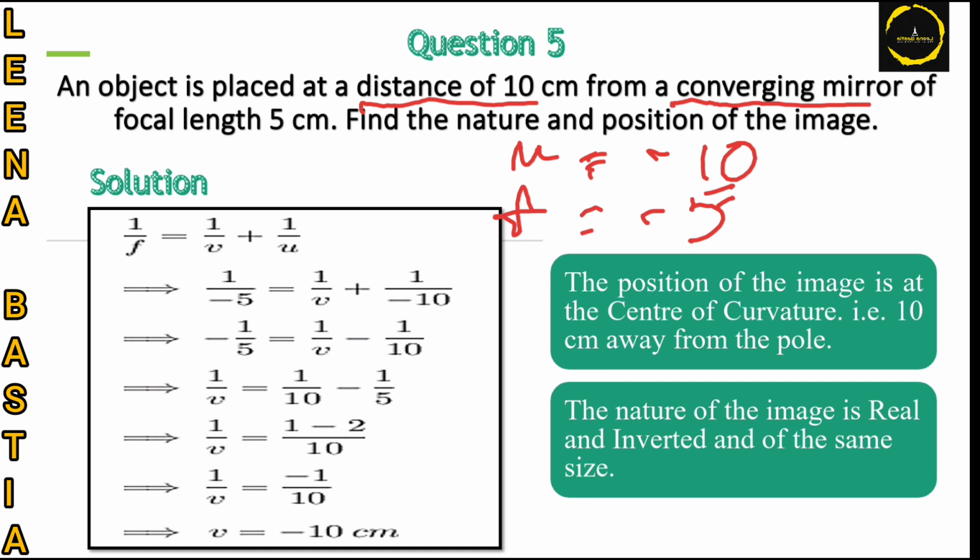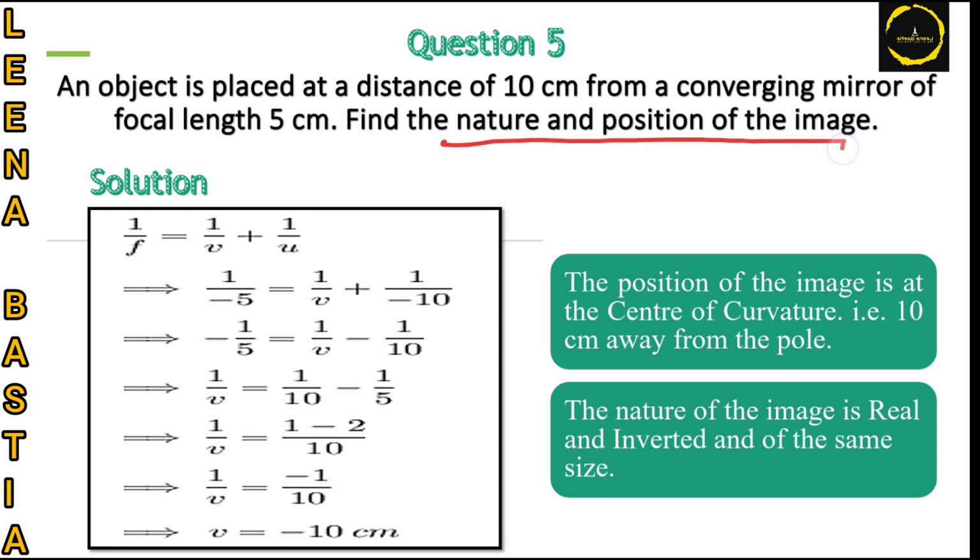So now just put the values here and solve for V. You will get 10 centimeter. Now the question has asked, find the nature and position of the image. Nature is what? V is negative, which means it will be real and inverted.